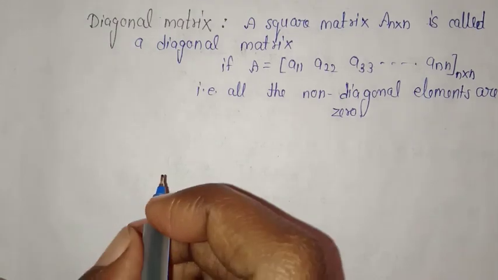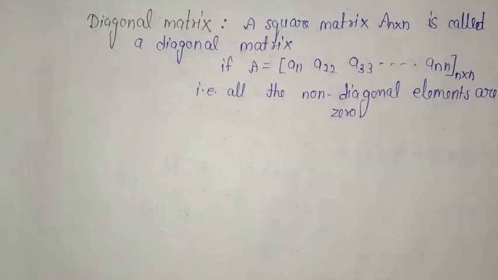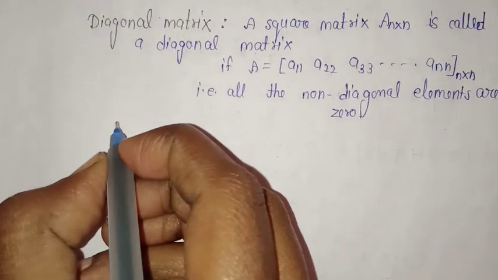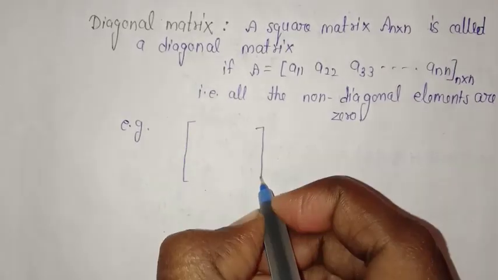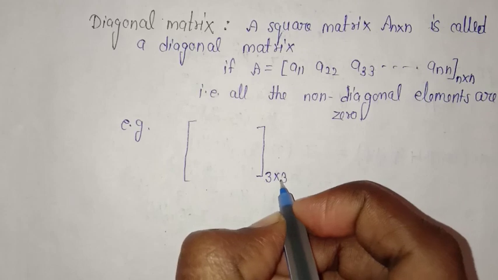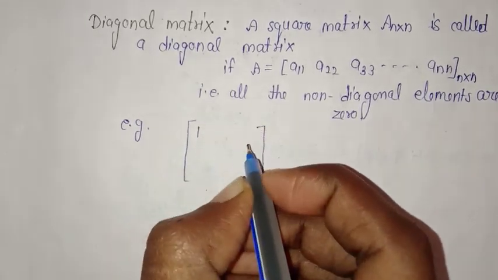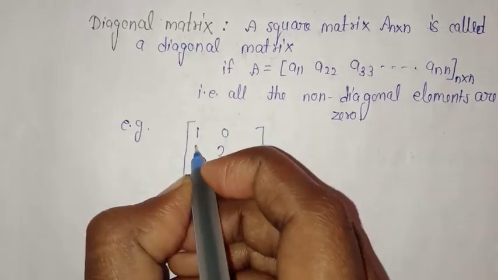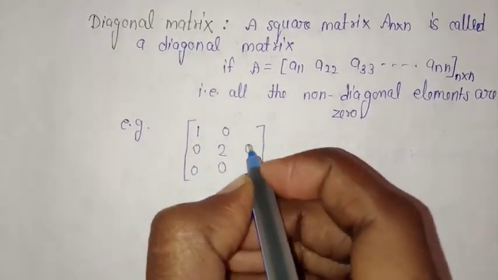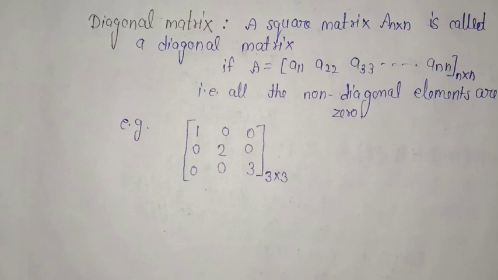The example of a diagonal matrix is as follows. You can take any square matrix. I am taking a square matrix of order 3 in which only the diagonal elements will be non-zero, other elements must be 0. This type of matrix is called a diagonal matrix.